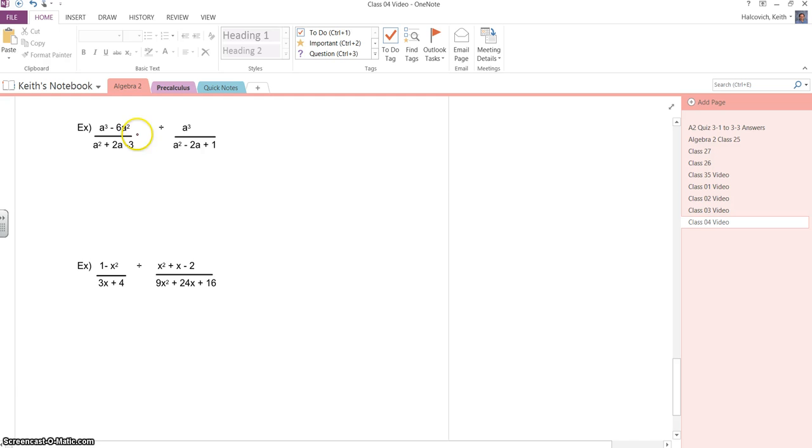Alright, so here's some examples. We factor out the a squared here. We get a minus 6. We factor the factors of negative 3 that add to 2 are positive 3 and negative 1. And then when we factor the bottom here, the factors of 1 that add to negative 2 are negative 1 and negative 1. Then we multiply by the reciprocal.